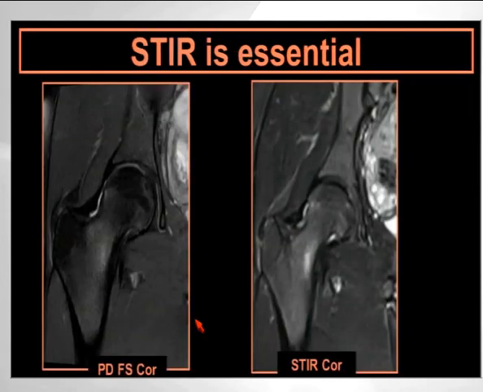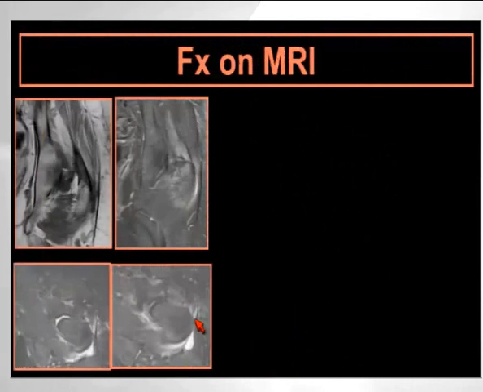And we think the STIR is essential because look at this example where there's hardly any edema on the proton density fat saturated image, and we can see that edema nicely on inversion recovery. Now, is MR one-stop shopping?